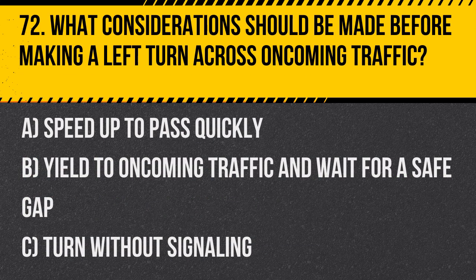Question 72. What considerations should be made before making a left turn across oncoming traffic? A. Speed up to pass quickly. B. Yield to oncoming traffic and wait for a safe gap. C. Turn without signaling. Answer: B. Yield to oncoming traffic and wait for a safe gap. This ensures safety for all road users.